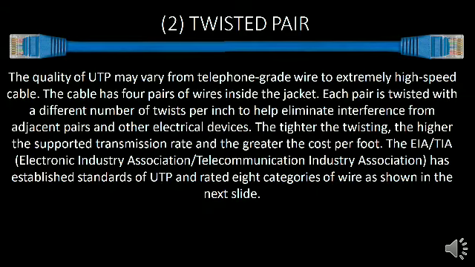The quality of UTP may vary from telephone-grade wire to extremely high-speed cable. The cable has 4 pairs of wires inside the jacket. Each pair is twisted with a different number of twists per inch to help eliminate interference from adjacent pairs and other electrical devices. The tighter the twisting, the higher the supported transmission rate and the greater the cost per foot.